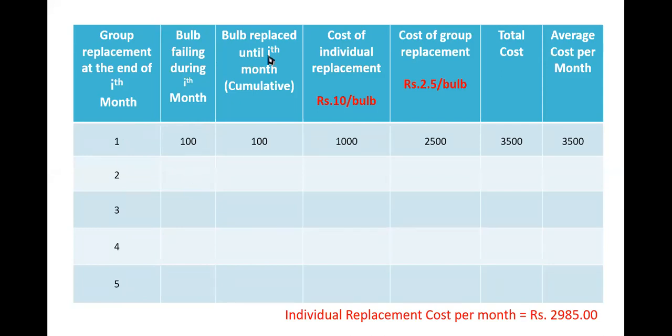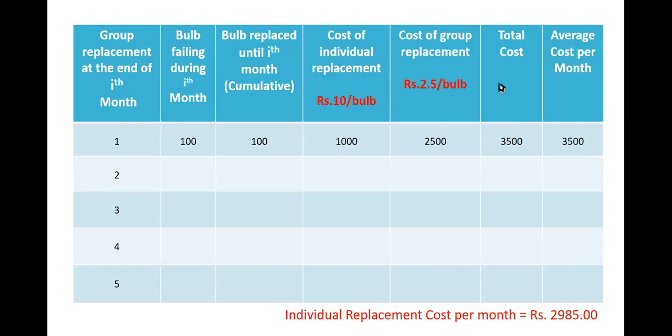The third column is for bulb replaced. So here it is cumulative filling of the bulb. Then we will be putting the value for cost of individual replacement. So if we replace the bulbs individually, then how much it can cost us? And if we replace the bulb in a group, that is simultaneous replacement, then how much cost may we face. And for that I have just entered the cost so that we don't need to refer to the previous slides for the data. 10 rupees per bulb cost for individual replacement, and 2.5 rupees per bulb for group replacement. So I have added it in here.